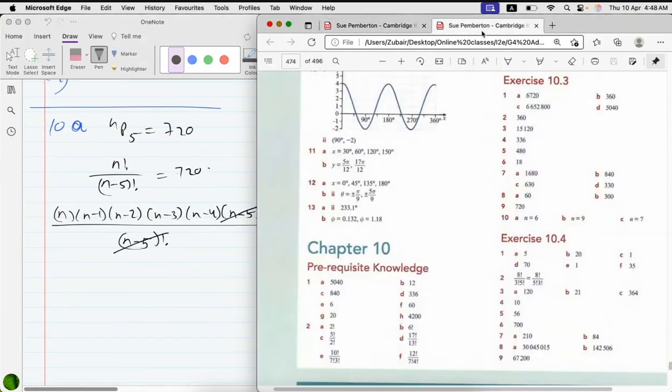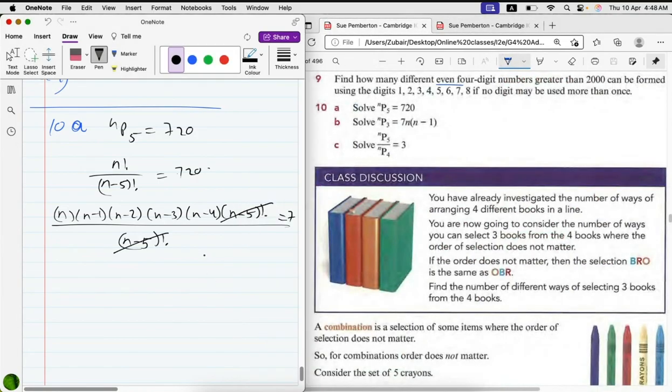Are we going to go through this large calculation? Or what if I just try hit and trial? This is NP5 is 720. So if I just give it a try, I'm trying 5P5. 5P5 is 120. And then I try 6P5, that's 720. 6P5 is 720, therefore N is equal to 6.